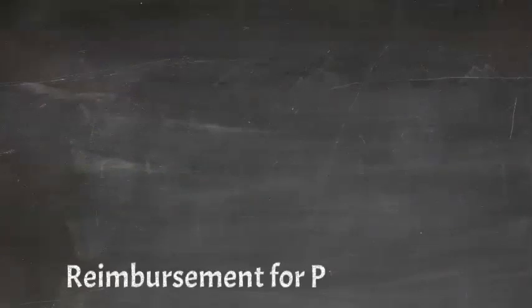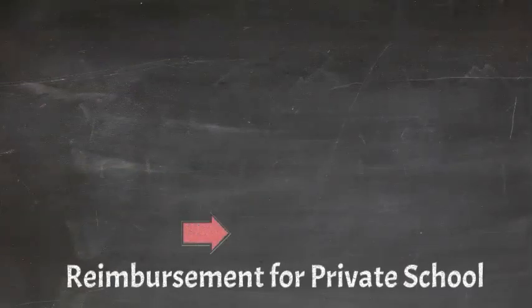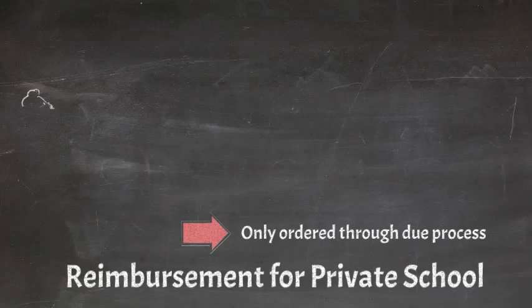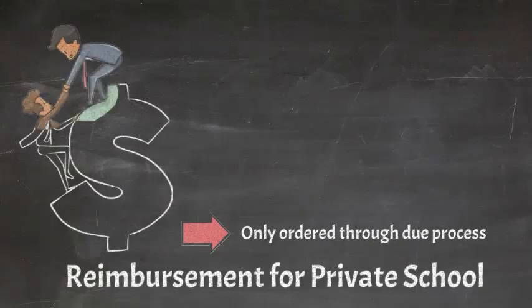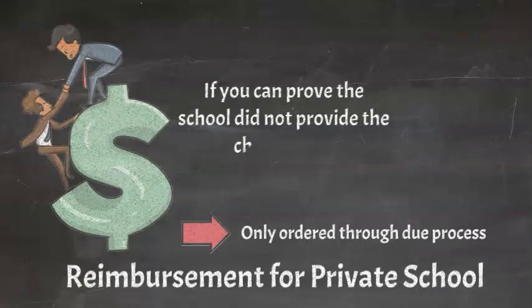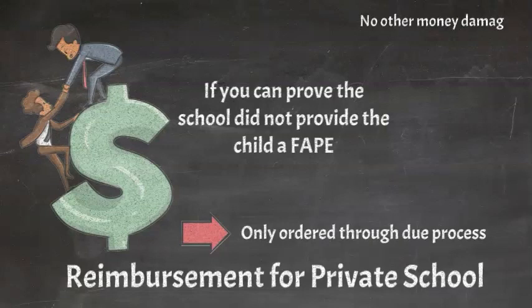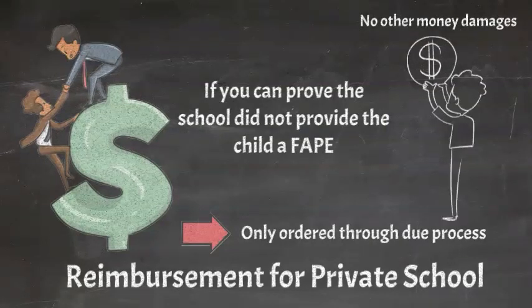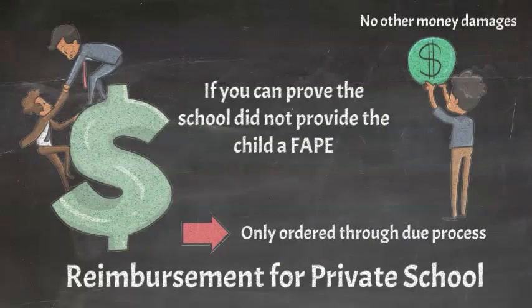Reimbursement for private school placement can usually only be ordered through due process. The judge can award reimbursement for money spent on private school tuition or tutoring if the parent can prove the school did not provide the child a free, appropriate public education or FAPE. Other than reimbursement money, a judge cannot award money damages to the parent or child because the law governing special education does not allow for money damages.